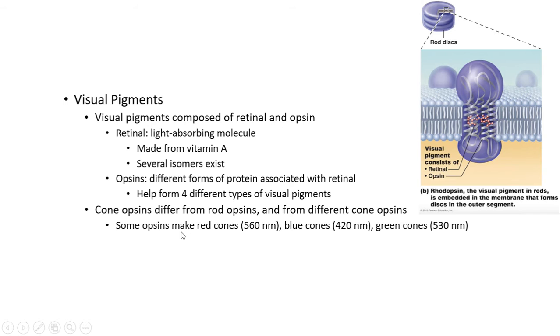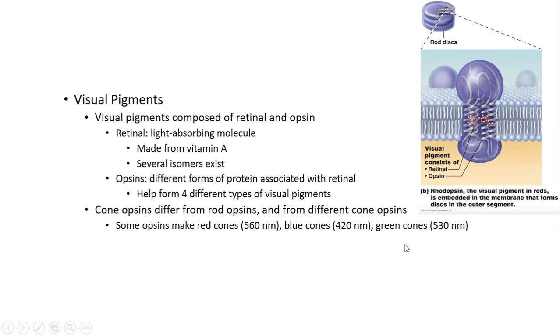When we're looking at the protein opsin in the cones specifically, some of these opsins make the red cones, and these visual pigments absorb wavelengths of light around 560 nanometers, and that's the reason why you're able to see the color red. Specifically, you're absorbing wavelengths closer to this wavelength right here. The blue cones absorb wavelengths at around 420 nanometers, and the green cones absorb wavelengths at 530 nanometers.